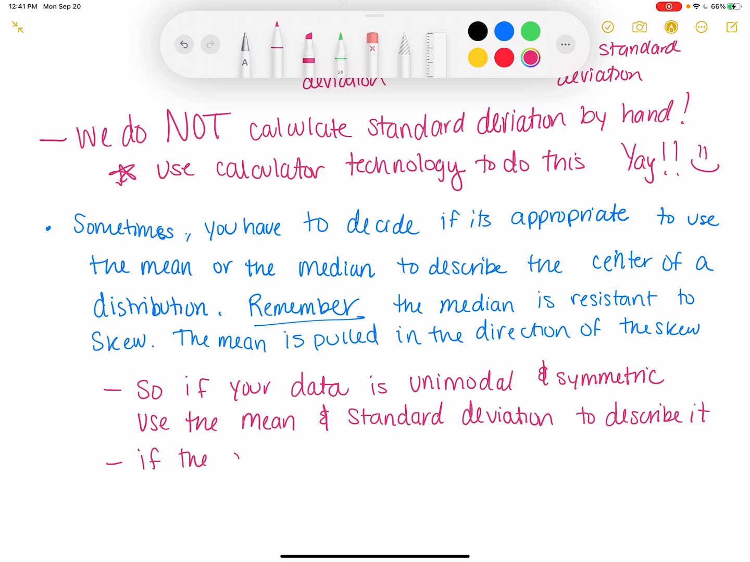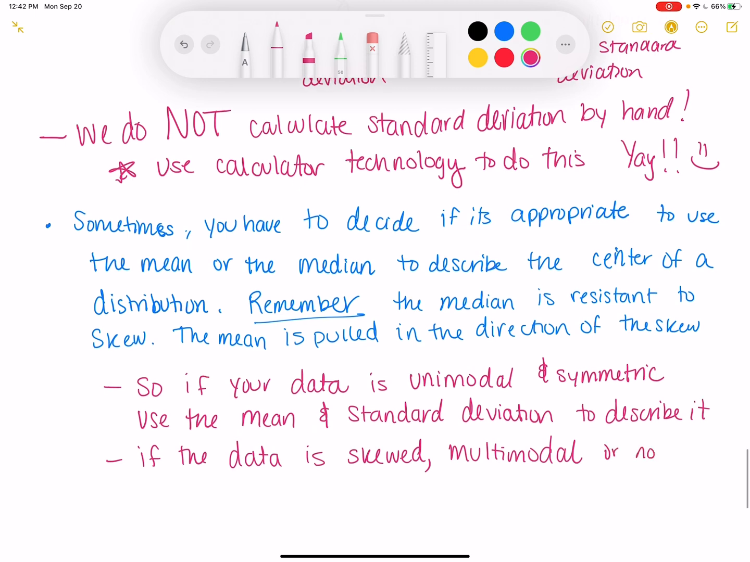If the data is skewed, okay, left or right, okay, so if it's skewed multimodal, okay, so like the other day we looked at the examples of if it was like bimodal, okay, it could be more than that, which we just consider multimodal, but that's an example, or if it's just non-symmetric, use the median and IQR to describe it.